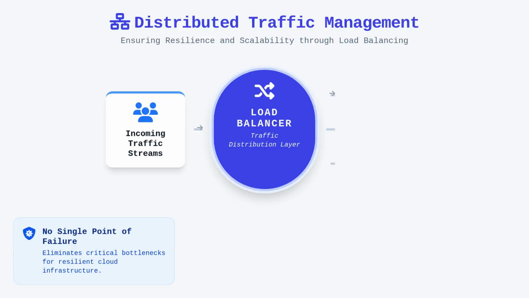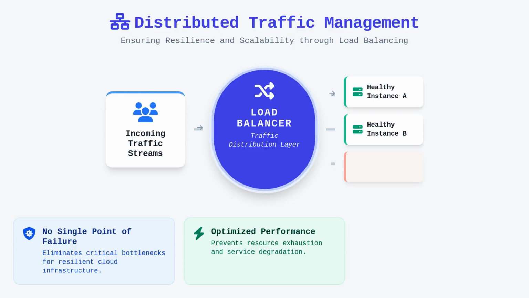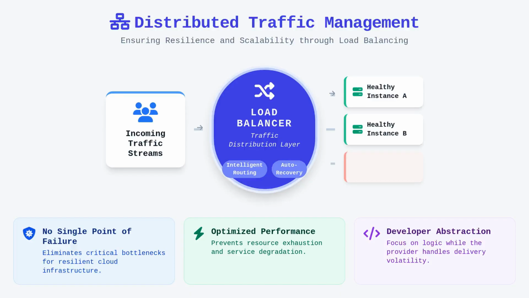By distributing requests across a pool of healthy targets, these mechanisms improve overall responsiveness and prevent the service degradation that often follows resource exhaustion. Achieving this requires a combination of intelligent routing policies and automatic recovery processes that function behind the scenes. This level of abstraction allows developers to focus on application logic while the cloud provider maintains the consistent delivery of requests regardless of underlying volatility. When implemented correctly, these services provide a seamless and uninterrupted experience even when individual components fail or require reprovisioning.